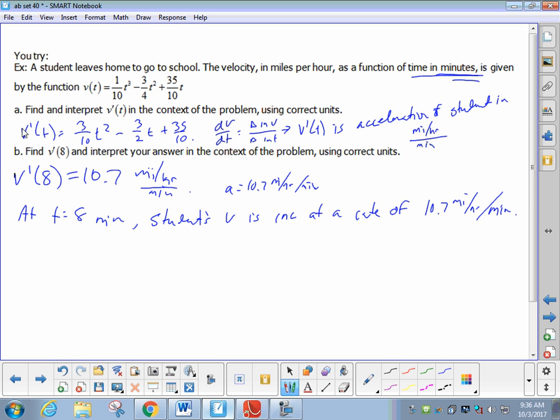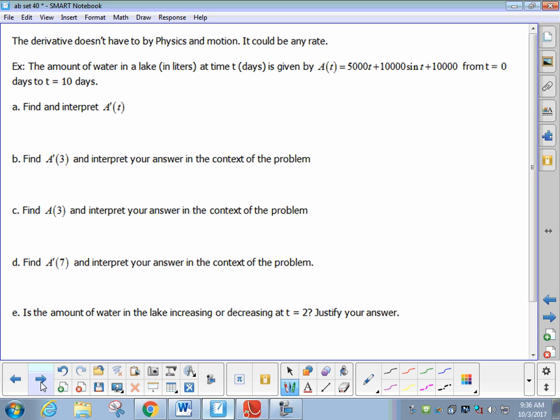Now this student's blank is increasing or decreasing. That's a general interpretation of the derivative, and even in a non-physicsy sense. So let's talk about a non-physicsy sense. There are lots of different rates of change. It doesn't have to be a physics case.